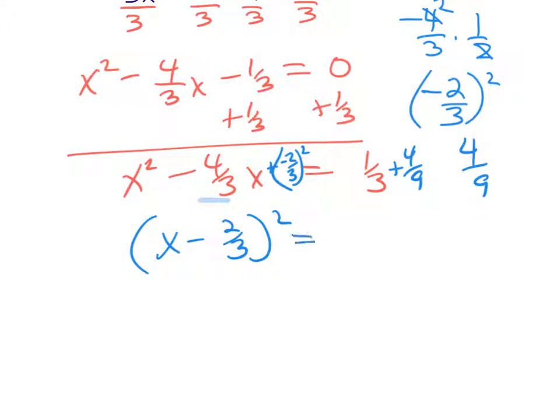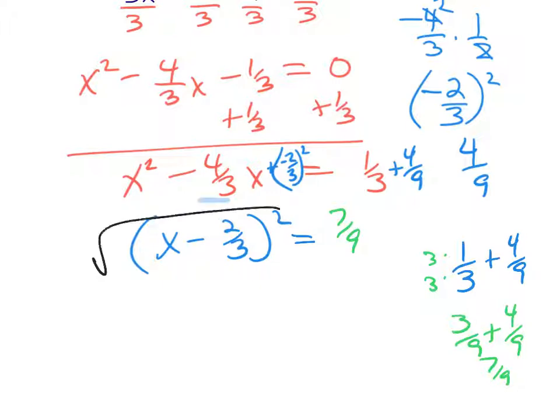And now I need to find a common denominator between 1/3 and 4/9. Again, it's going to be a 9. So multiply top and bottom of the first fraction by 3. This becomes 3/9 plus 4/9, and I get 7/9.